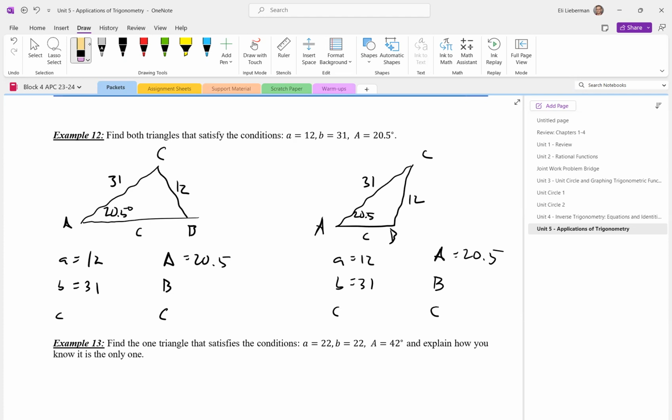Now, let's say we didn't have a picture. Is this enough to know that we have an SSA situation? Yeah. We have two sides and an angle. Is it possible this is SAS? This angle, if it were here, then we'd have SAS, right? So the way it is, it's definitely SSA.